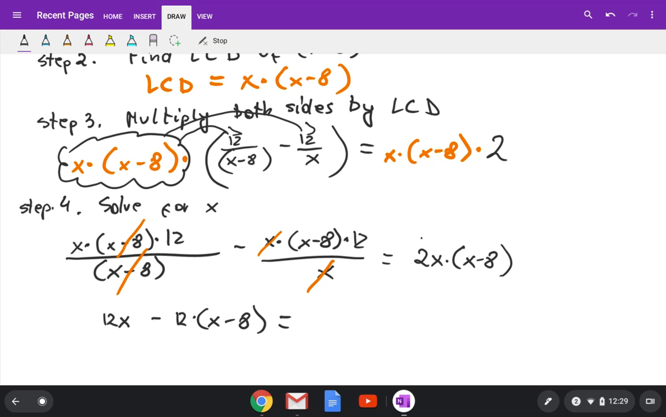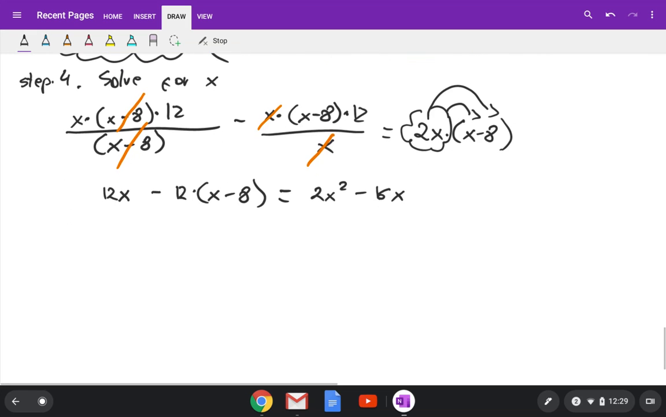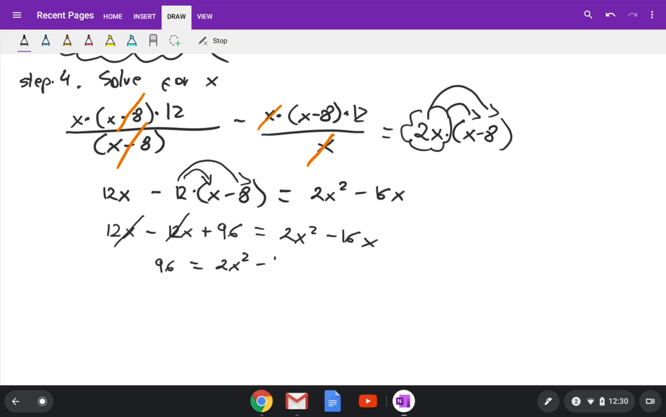It's equal, again, to 2x times x, which is 2x squared, and 2x times negative 8 gives us negative 16x. Here we'll distribute negative 12 to both, so we're having 12x minus 12x plus 12 times 8, which is 96, equal to 2x squared minus 16x. So 12x and negative 12x cancel, and we end up with 96 equal to 2x squared minus 16x.